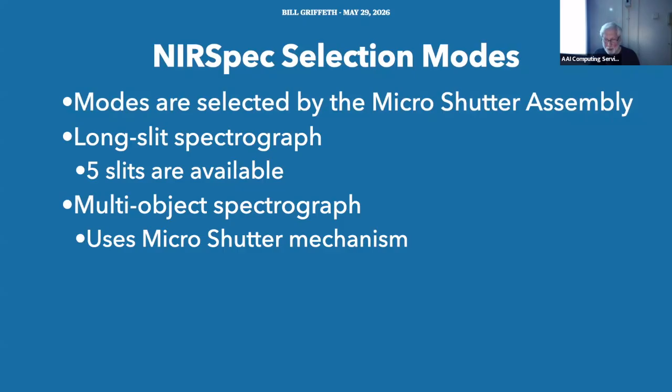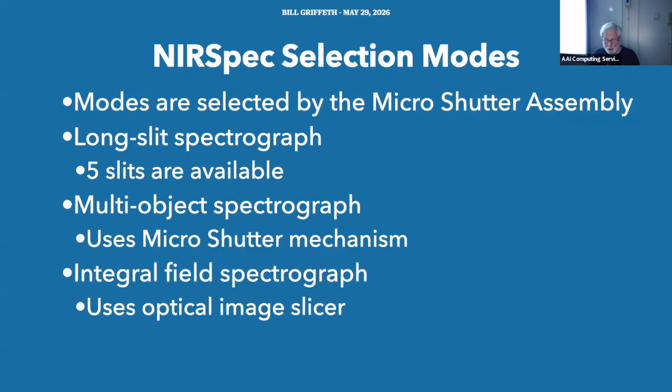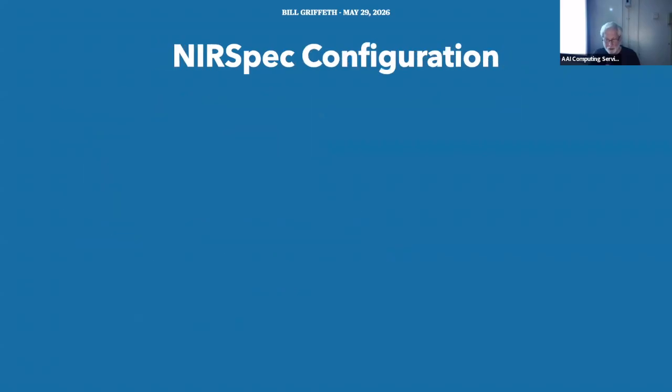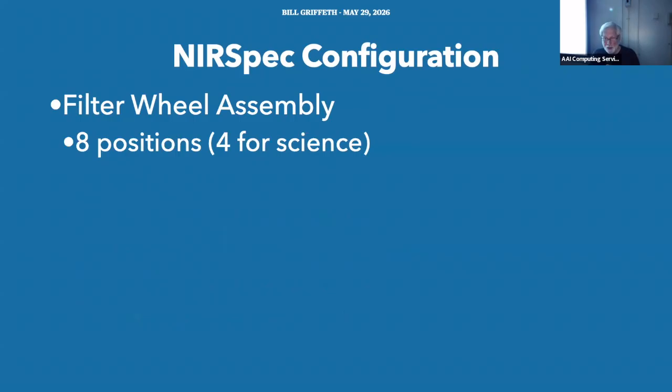And NIRSpec has an integral field spectrograph which slices all of the focused light into slivers. In each of the three modes, each sliver produced is dispersed into a spectrum. Its configuration is very flexible. There are three sets of choices to make: filters, selectors, and dispersers. The filter wheel assembly has 8 positions, 4 of which are for science.